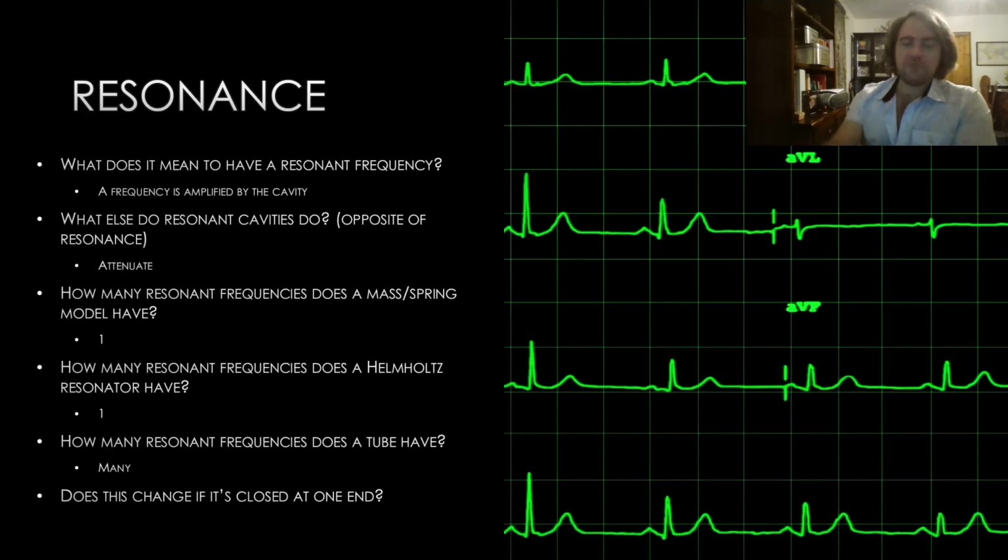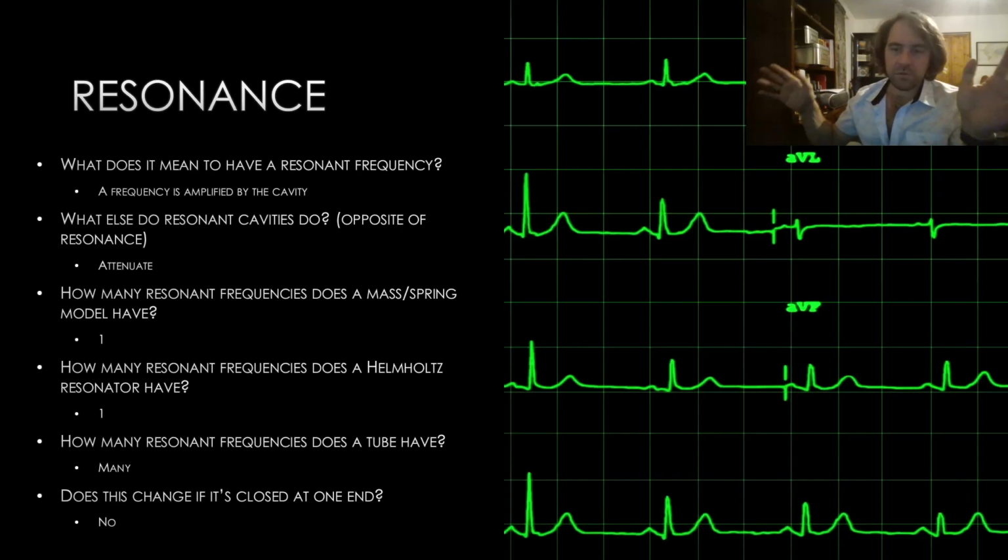Does that change if it's closed at one end? No. The actual resonant frequencies change, but the fact that there are many resonant frequencies doesn't change. There are still many resonant frequencies for a tube, whether it's closed at one end or open at both ends. So on your exam, you'll get something like, what are the first 4 resonant frequencies of this? That's the same for a tube open at both ends or closed at one end.